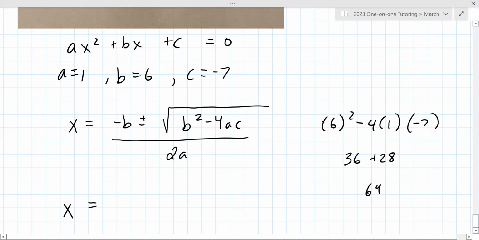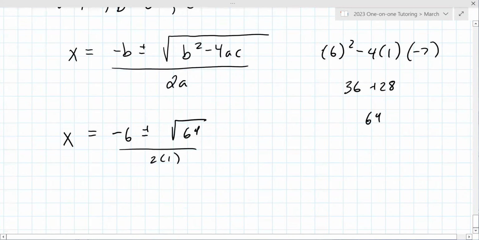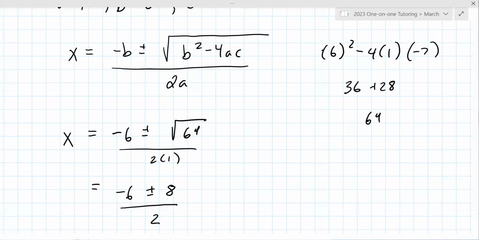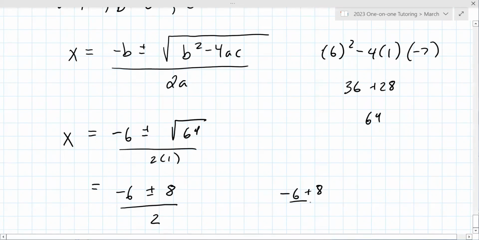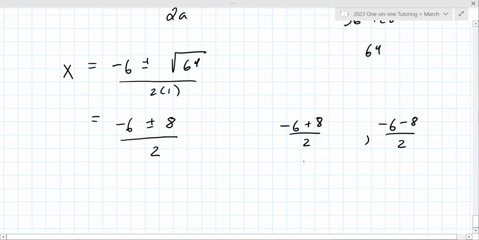all at once here. So this becomes minus 6 plus or minus the square root of 64 all over 2 times 1. The square root of 64 is a known value, so that's nice. Minus 6 plus or minus 8 over 2. So this becomes two values. You have to work them both out. Minus 6 plus 8 divided by 2. Minus 6 minus 8 divided by 2. And keep in mind the top's in parentheses, so you should do that part first.